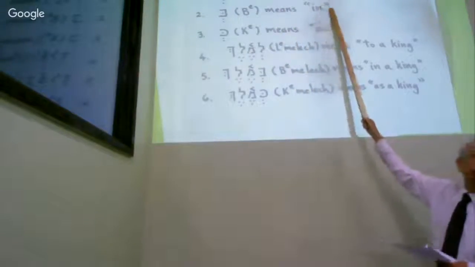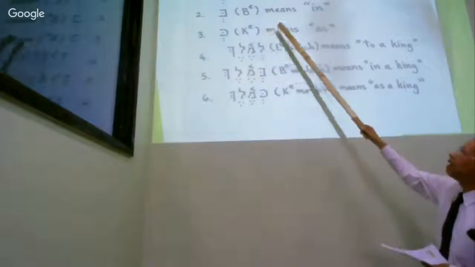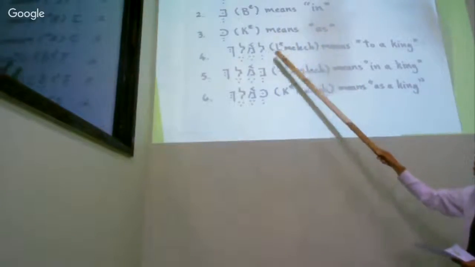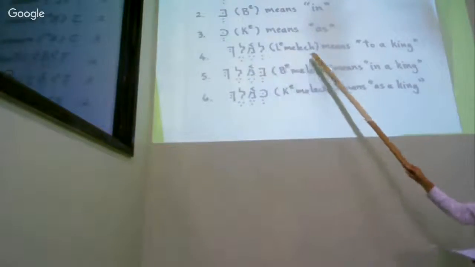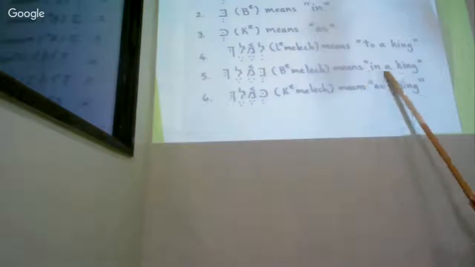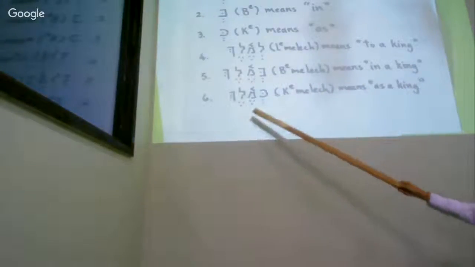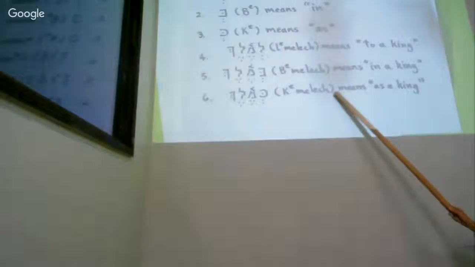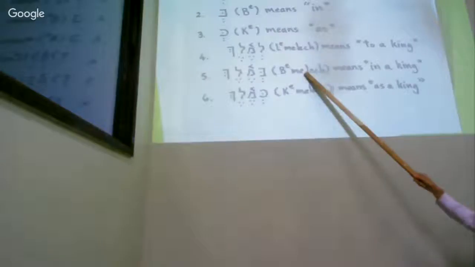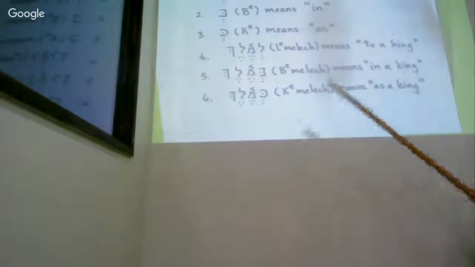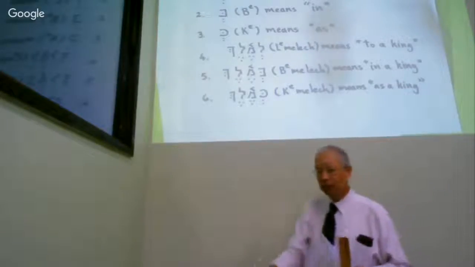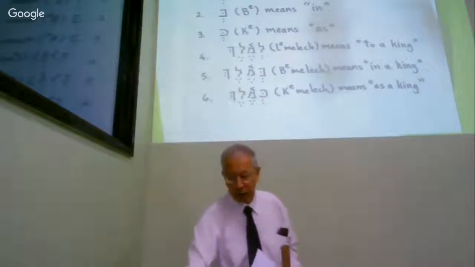Le means to. Be means in. Ke means as. Le melek means to a king. Be melek means in a king. Ke melek means as a king. Robins have tried to make it simpler by putting the English letters here, so you can have an idea of what you are pronouncing. Know this and you're gone clear.